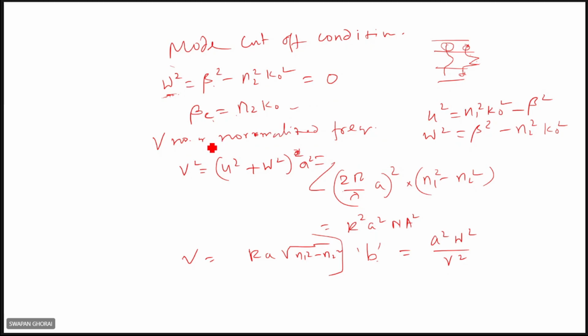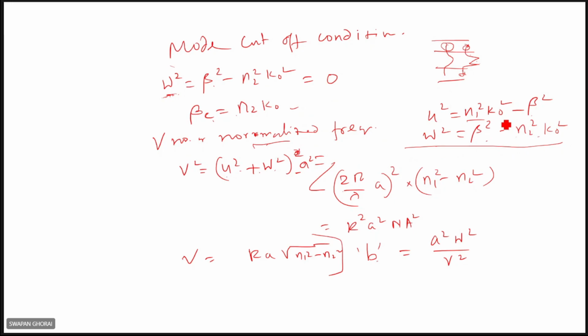And also you can have one important parameter connected with this cutoff condition. That is the V number, or the V parameter, or the normalized frequency. It is defined as V square equals U square plus W square times a square. If you substitute the values of U square and W square, U square is n1 square k0 square minus beta square, W square is beta square minus n2 square k0 square, and you add them, you get it.